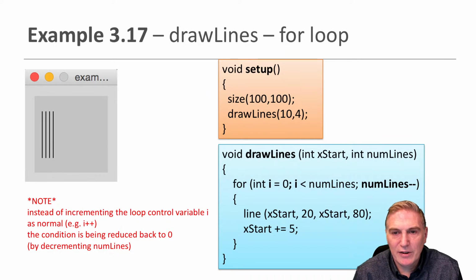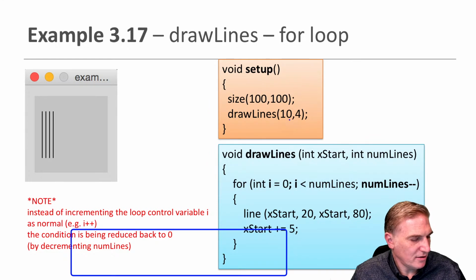So what we've got here is an example where we want to draw 4 lines. In our setup, we're setting the output window to 100, 100. It creates that gray box. And then we're calling draw lines. The length of the line is 10. It starts at 10, and then we want to draw 4 lines. So the 4 is the number of lines.